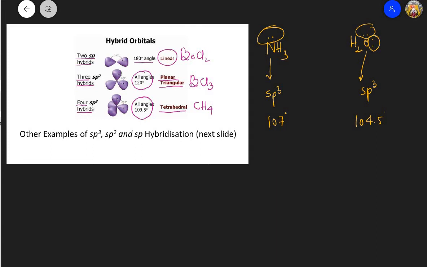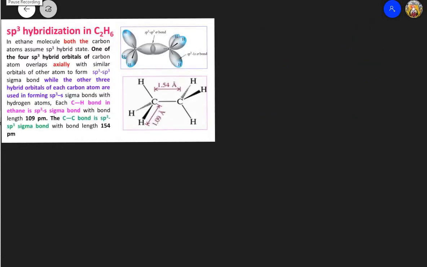And now we will understand some other typical examples, that is sp3, sp2 and sp hybridization, in the next slide. Now let us study sp3 hybridization in C2H6. C2H6 is nothing but ethane, right? So ethane is represented as CH3-CH3, right?